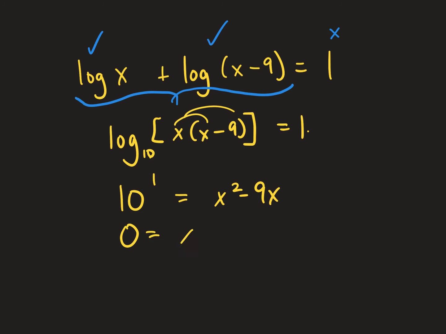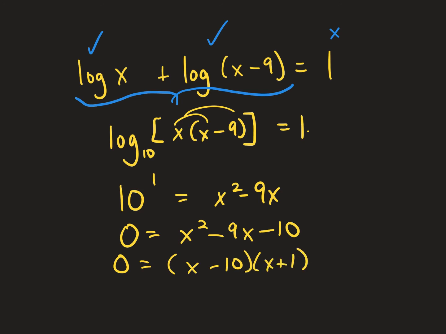So now we get a quadratic, and this is a super familiar problem. I would guarantee you'll see this on your test, on your quiz, on your final exam. They love to see these kind of problems in ALEKS. So we get 0 equals x squared minus 9x minus 10. So this factors as x minus 10, x plus 1. So x is going to equal 10 or negative 1.